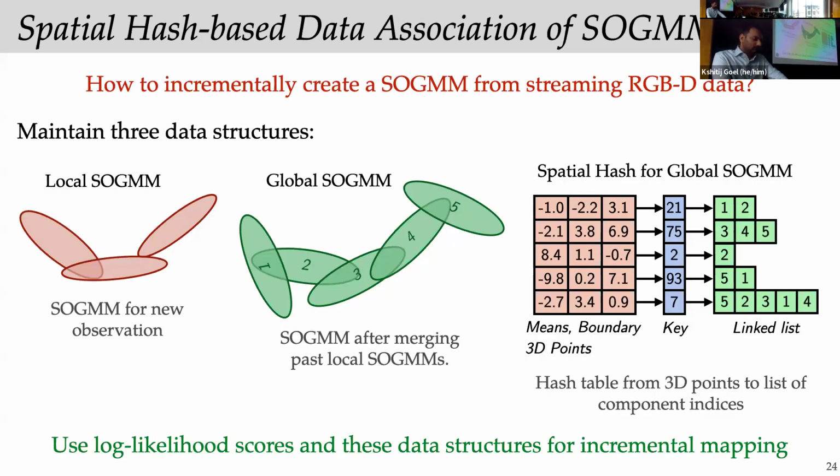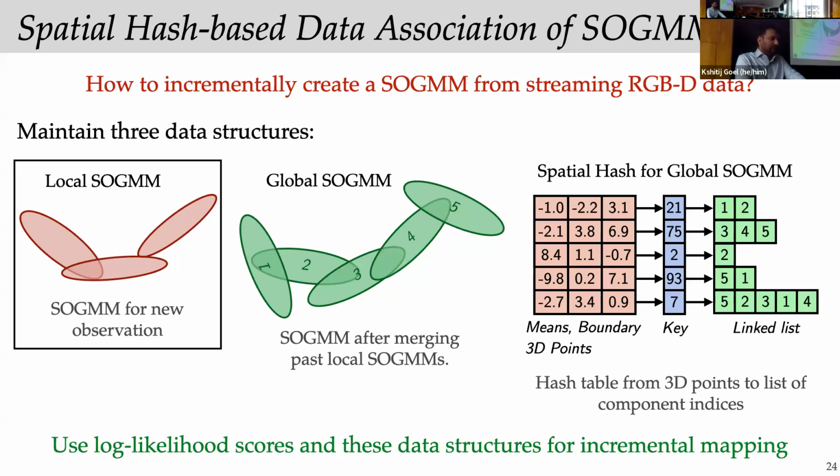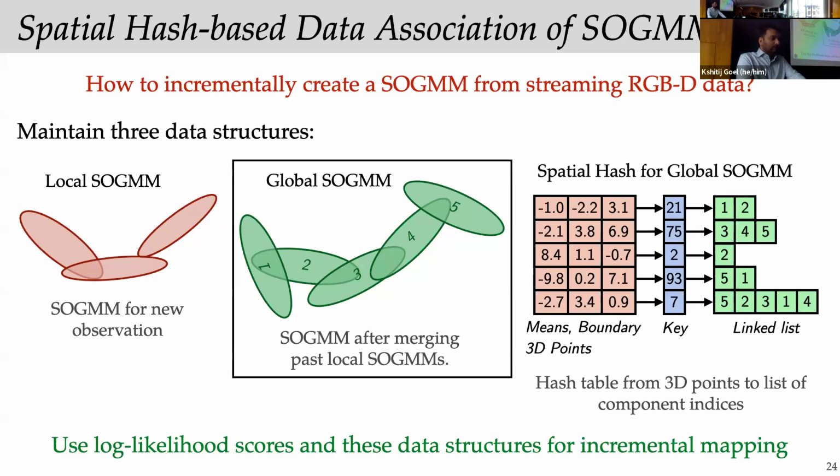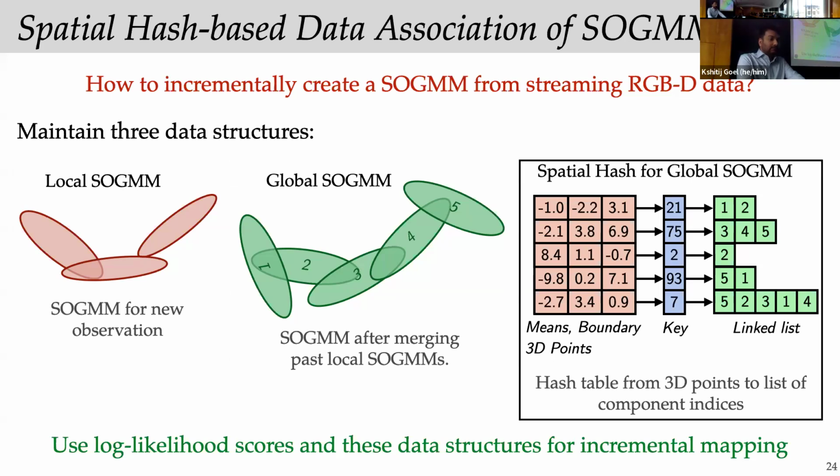We have seen so far how to compress a single point cloud into a GMM. Now the camera has to move and we have to incrementally create the SOGMM from streaming RGBD data. For this, we have to maintain 3 data structures. First is a local SOGMM, which is the SOGMM that you construct for a new observation. Second is global SOGMM, which is summarizing all the past observations. And third is a spatial hash that encodes the indices of global SOGMM with every 3D location. The key idea here is to use log likelihood scores and these data structures to perform incremental mapping.